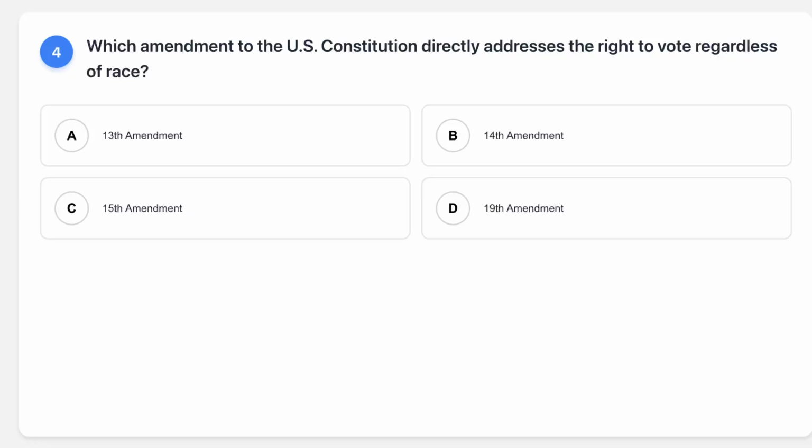Question. Which amendment to the U.S. Constitution directly addresses the right to vote regardless of race? Option A. 13th Amendment. Option B. 14th Amendment. Option C. 15th Amendment. Option D. 19th Amendment.